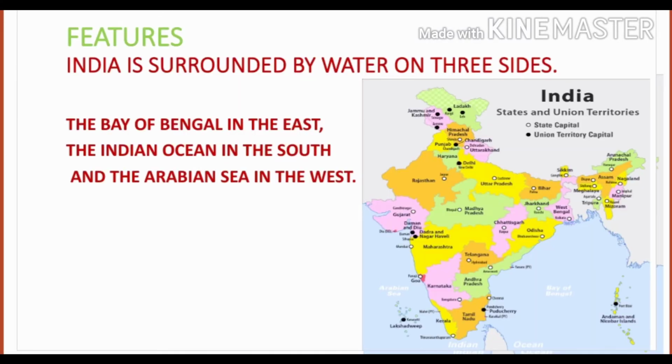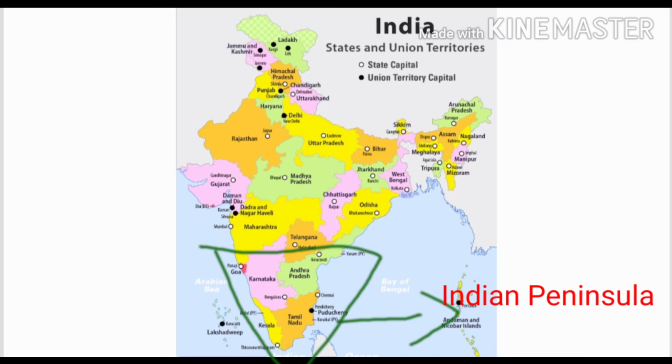Next topic is features. Features of India. India is surrounded by water on three sides. That is the Bay of Bengal in the east, the Indian Ocean in the south, and the Arabian Sea in the west. The southern part of India is known as a peninsula because it is surrounded by water on all three sides. That is Arabian Sea in the west, Bay of Bengal in the east, and Indian Ocean in the south.